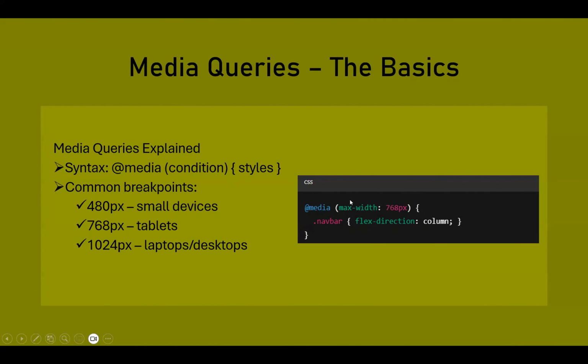So for example, this image that is here on this screen now is just simply saying that for @media, max width 768 pixels, so basically any device that is 768 pixels and below, let the nav bar have a flex direction of column. Again, flex direction is just a CSS property.